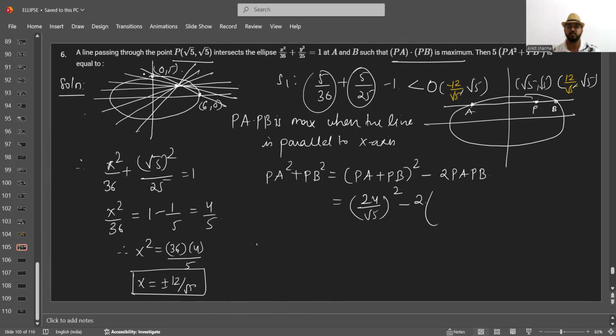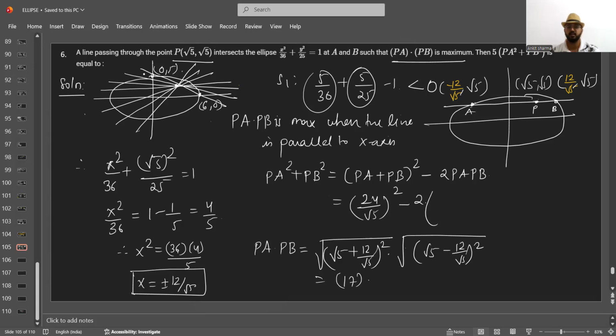We need to find PA into PB using the distance formula. So PA into PB would be the square root of this into the square root of this. Root 5 is fixed, so I directly get root 5 plus 12 by root 5 square, and into root 5 minus 12 by root 5 square. This gives me 5 plus 12, 17 square, which is 289 and means 17. And 5 minus 12 is 7 square, which is 7. This over 5 gives me 119 over 5.